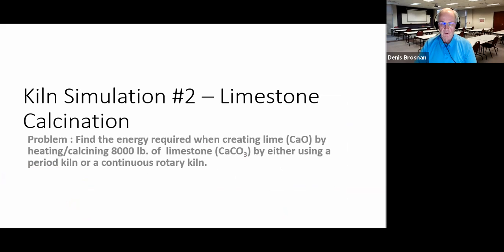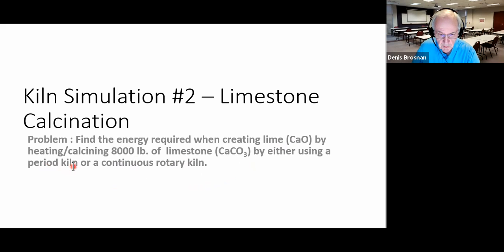Well, let's get about doing our second simulation. We're going to calcine limestone. We're going to find the energy required when creating lime, that's decomposing calcium carbonate, creating calcium oxide by heating or calcining 8,000 pounds of limestone, either using a periodic kiln, a batch kiln, an intermittent kiln.